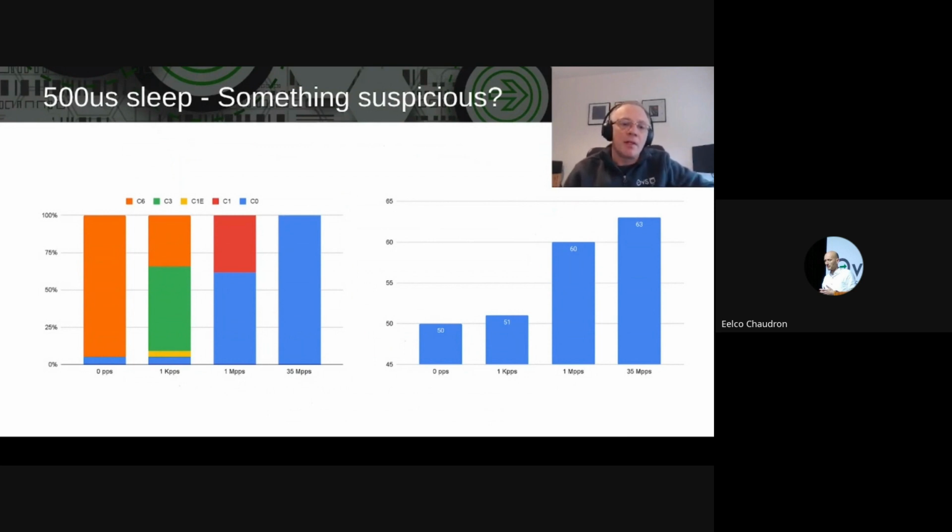So 0 packets per second. If we look at the chart on the left, 0 packets per second is mainly in C6. 1,000 packets per second is C3 and C6 mainly. But then we look at the power on the chart on the right-hand side: 0 packets per second, 50; 1,000 packets per second, 51. So very close. So why doesn't C6, if we're in C6 for 0 packets per second, get a bigger power saving than when we're in C3 and C6? That was something that kind of puzzled me a little bit.